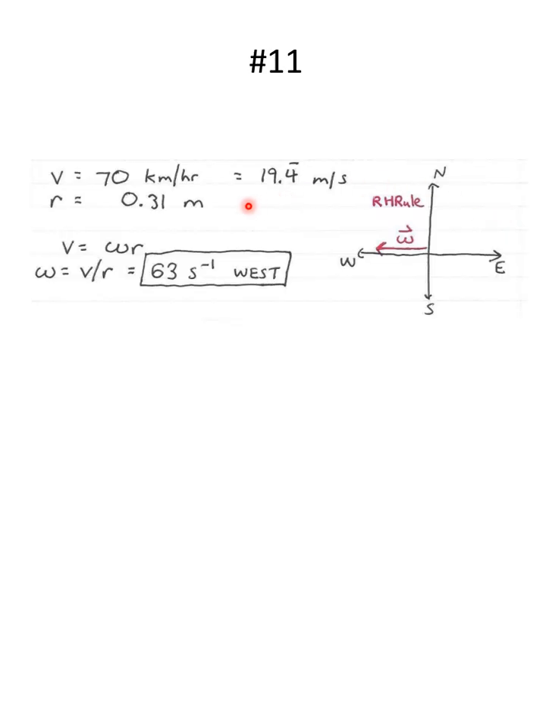And so we want to know the magnitude of that angular velocity. Since v is omega times r, we have omega is v divided by r. And so we take v, 19.4 meters per second, divided by the radius, and that is the angular velocity of the wheels. So 63 radians per second, and that vector points to the west.